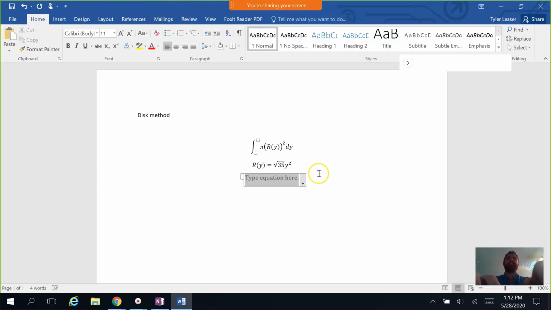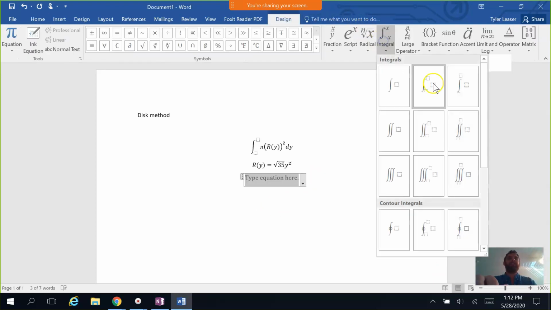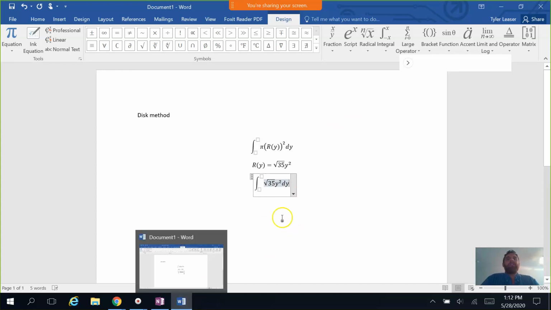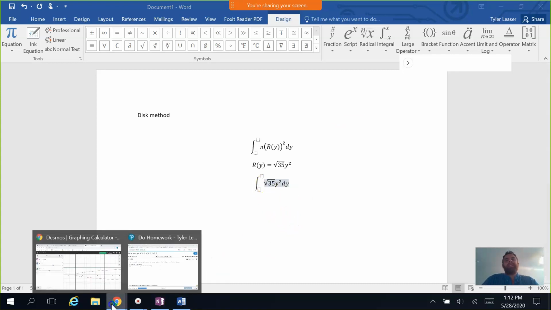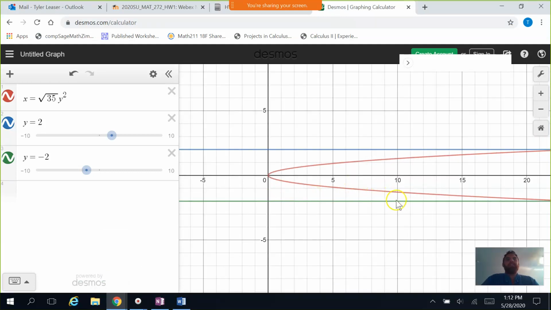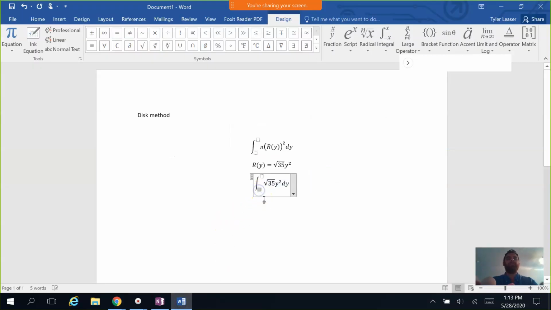Other than that, we just integrate over that. So we're just going to do the integral. We'll come up with the limits here in a second, of the square root 35y squared dy. The limits are going to be where your slices exist. So going back to the graph, we're going to have horizontal slices from the green line all the way up to the blue line, going from 0 to the parabola every single time. So we're going from -2 to 2 on the y-axis.